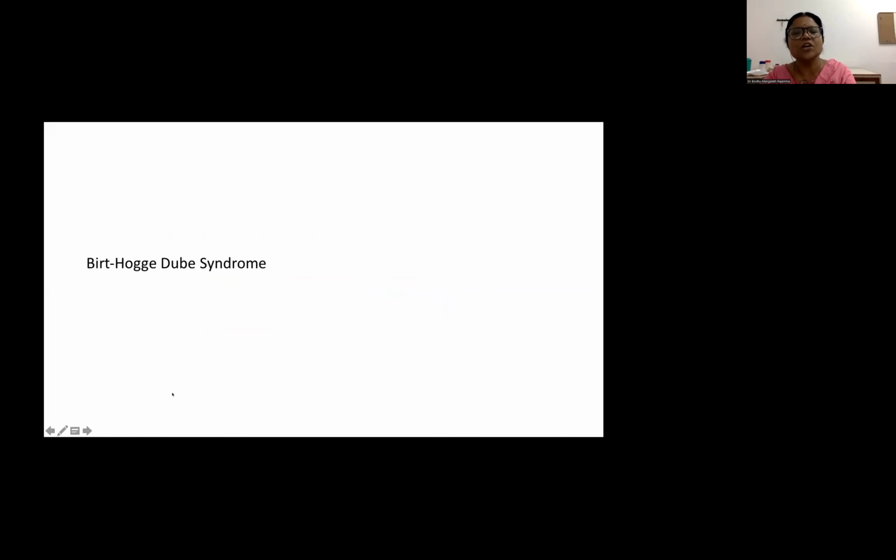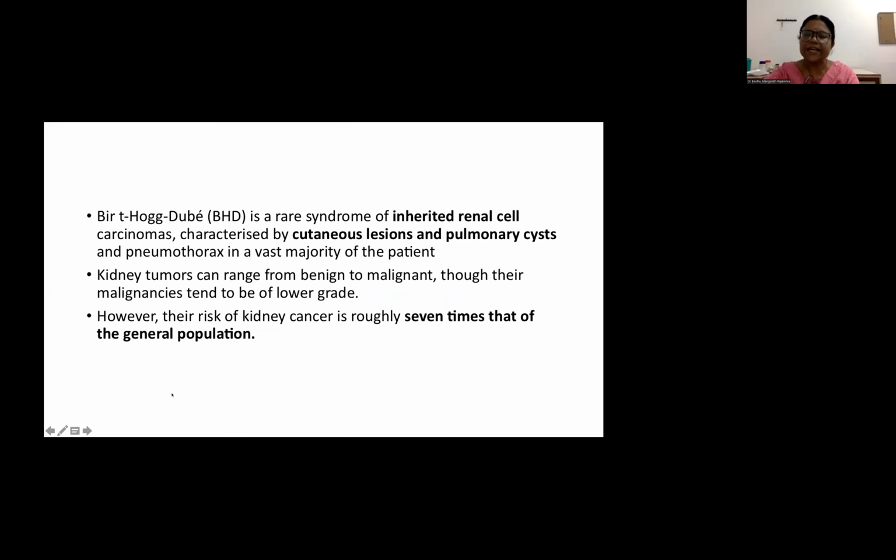So what is this Birt-Hogg-Dubé syndrome? This is a rare syndrome of inherited renal cell carcinoma, also characterized by cutaneous lesions and pulmonary cysts, which can lead on to pneumothorax in the vast majority of patients. As you can see, our patient had renal tumors, which were bilateral, multiple in nature, and also had pulmonary cysts. But our patient did not have any cutaneous lesions.